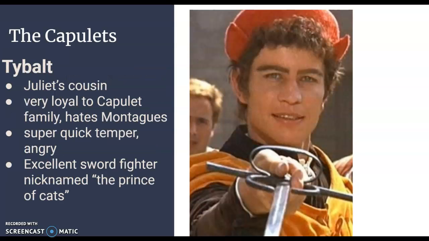And then we got Tybalt. You could say Tybalt is kind of the villain of the play. He's Juliet's cousin. He's very loyal to the Capulet family. He hates the Montagues. He's super quick to temper and gets angry easily. And he's very dangerous because not only does he get angry quickly, but he's an excellent sword fighter, and he's nicknamed the Prince of Cats for several different reasons.